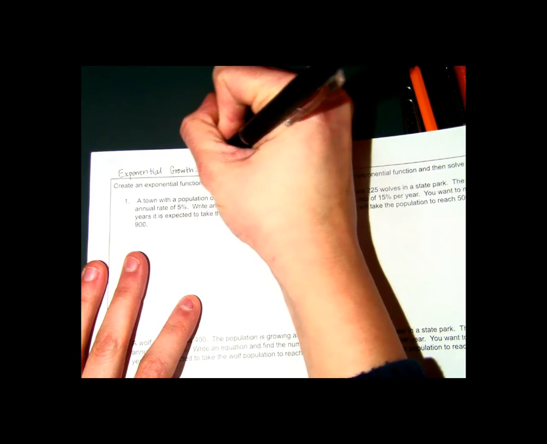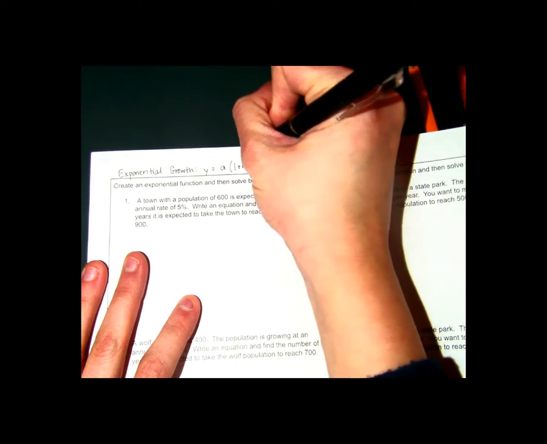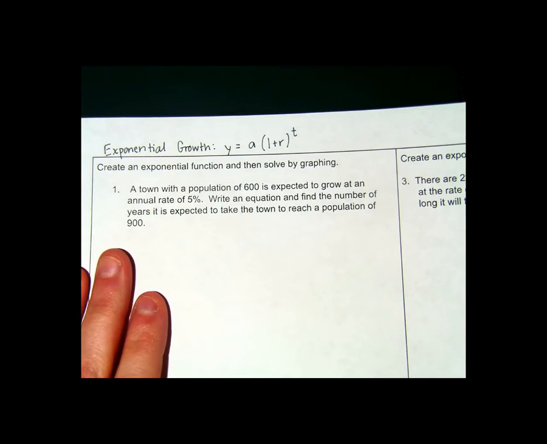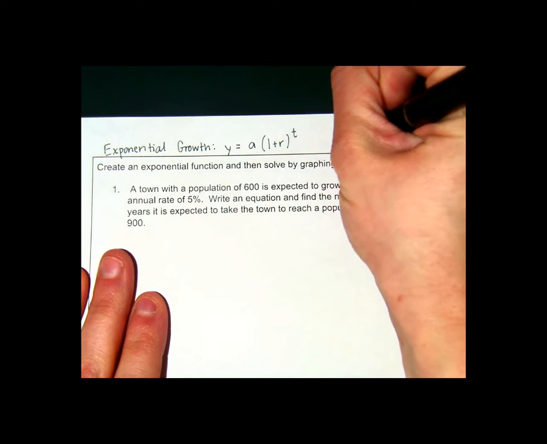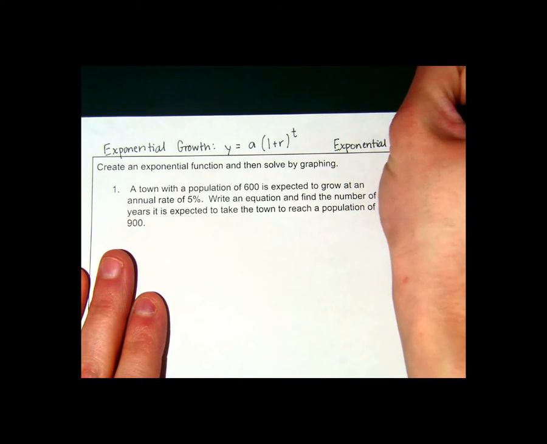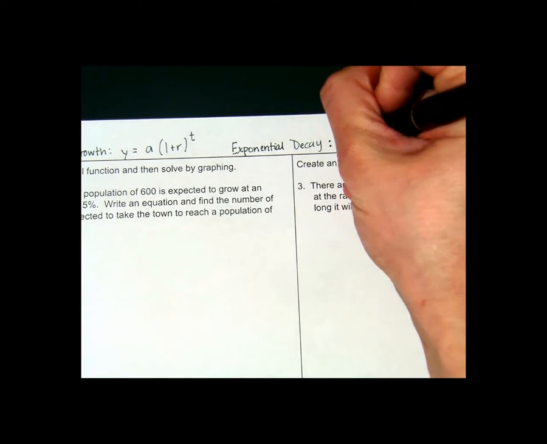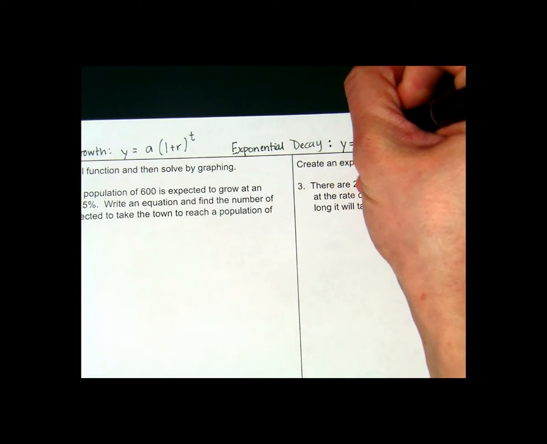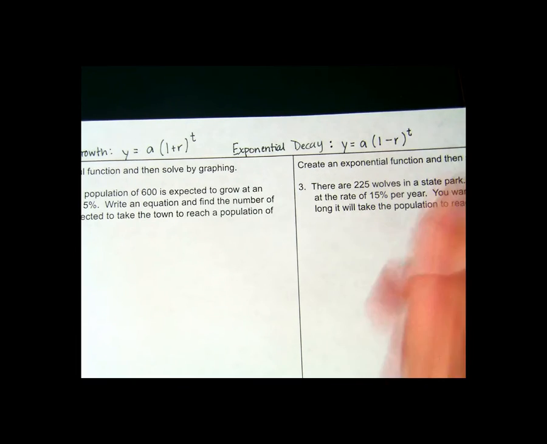That exponential growth formula is y equals a times 1 plus r to the t power. You also have an exponential decay formula. And that formula is almost the same, except it's y equals a times 1 minus r to the t, as it is decay.